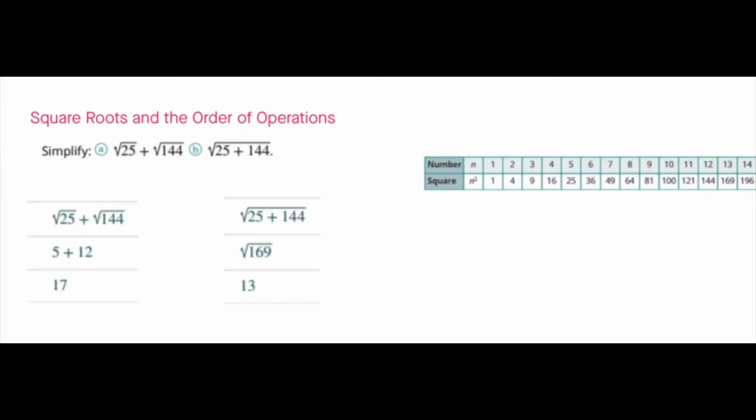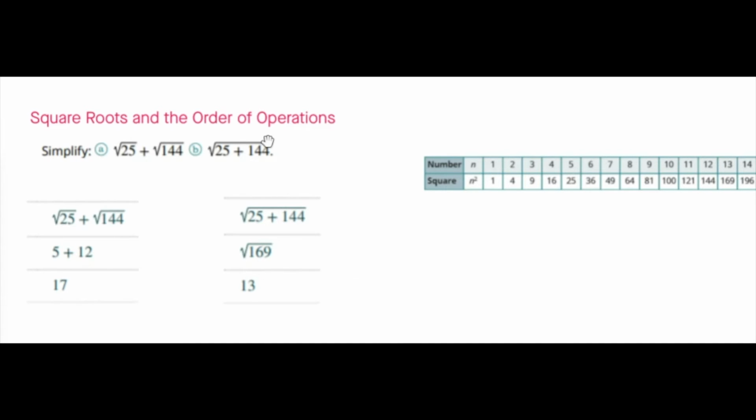Moving on, we're going to learn how to find solutions by using square roots and order of operations. In the first question, we're asked to find the sum of the square root of 25 and the square root of 144. So in this case, we would find the square roots first before adding. So the square root of 25 is 5 and the square root of 144 is 12. Then we add both numbers, which would get us 17.